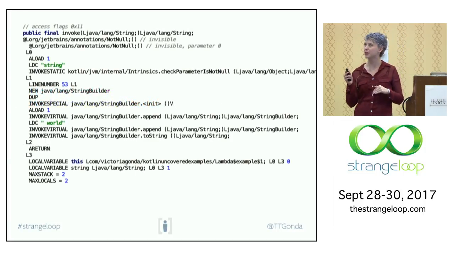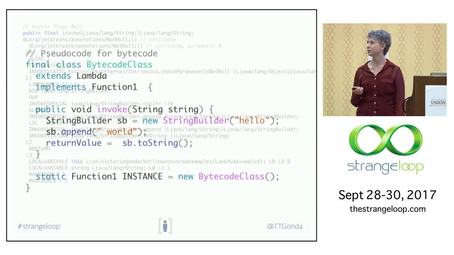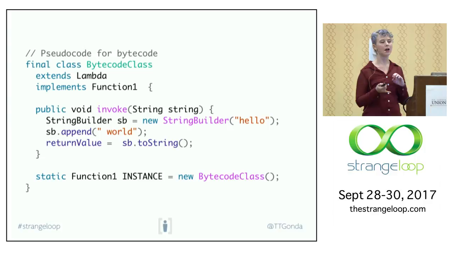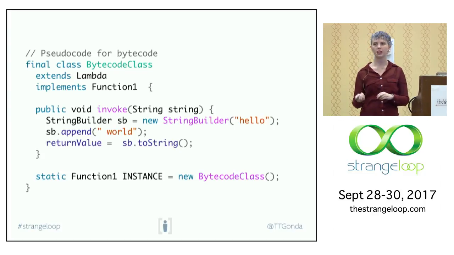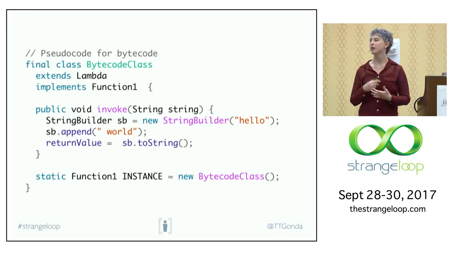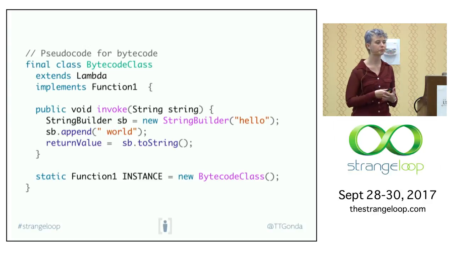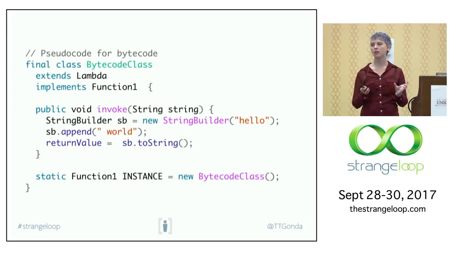So here's just a section of the bytecode. I'm not going to make you sit there and read through it. This is specifically the invoke method. But I'll show you some pseudocode with what I found. OK, so we have a class that extends Lambda and implements Function1. As we might expect, it implements invoke. And that uses a string builder to concatenate the given string with world. And then it stores the result wherever it puts return values. The other thing I saw that you might expect is a static instance to get one of these objects. And those seem to be all of the relevant parts that I saw.